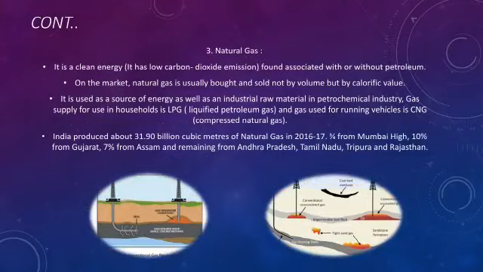India produced about 31.90 billion cubic meters of natural gas in 2016-17. Three fourths came from Mumbai High, 10% from Gujarat, 7% from Assam, and the remaining from Andhra Pradesh, Tamil Nadu, Tripura, and Rajasthan.